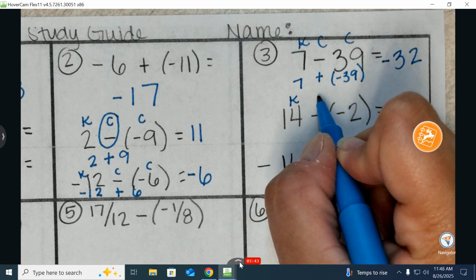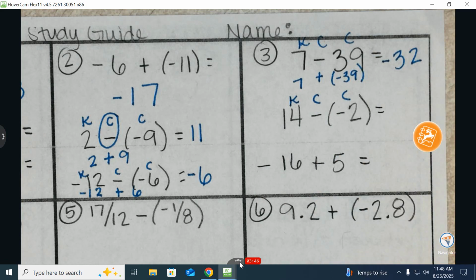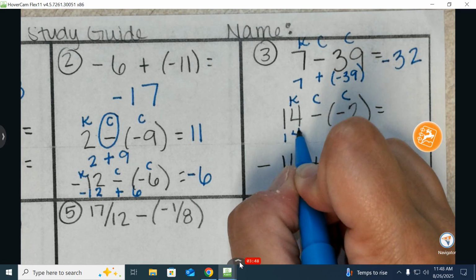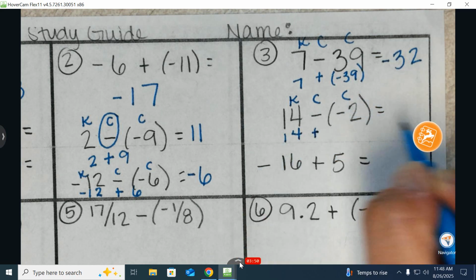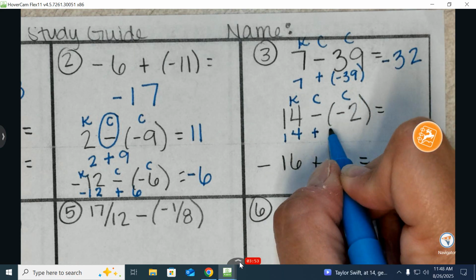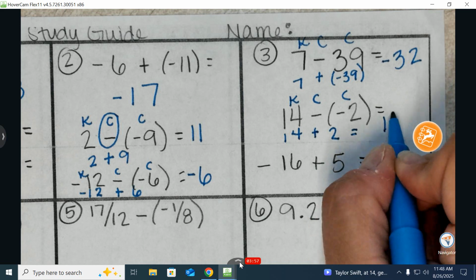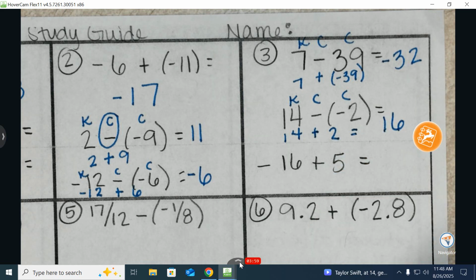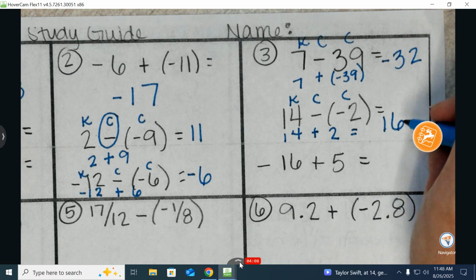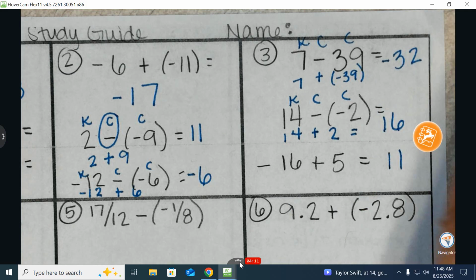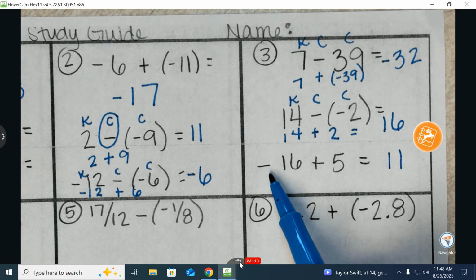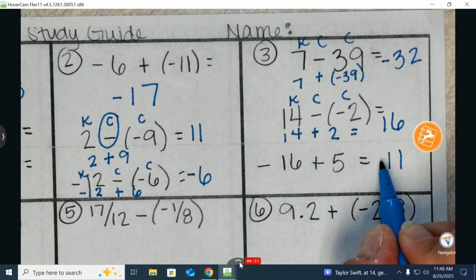Right? Keep, change, change because it's subtraction. Keep your 14, change subtraction to addition, and change negative 2 to positive 2. 14 plus 2 is 16. The next one, adding, but they do not have the same sign, so you actually subtract. 16 minus 5 is 11, and then 16 has the larger absolute value, so our sign is negative.